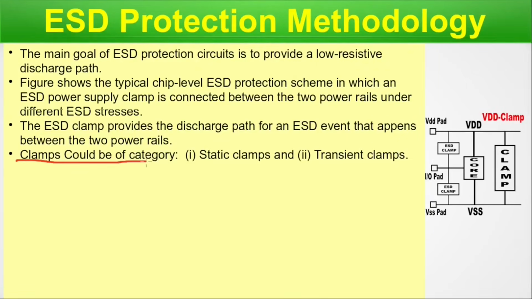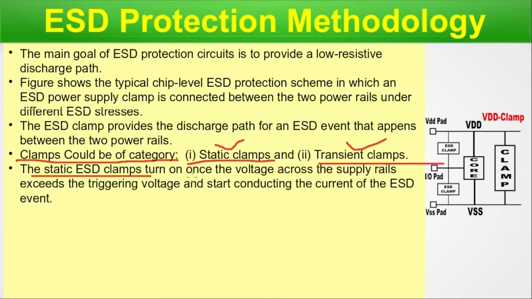Clamps fall into the categories of static clamps and transient clamps. Clamps could be two kinds of circuit operation. One is static, another is transient, based on the nature of the operation. The static ESD clamps turn on once the voltage across the supply rails exceeds the triggering voltage and start conducting the current of an ESD event. So this is the static, and it detects the two rails and accordingly it acts.